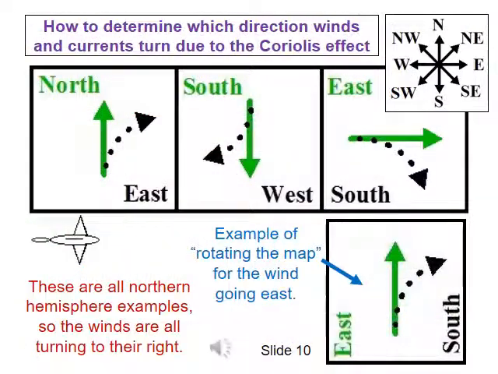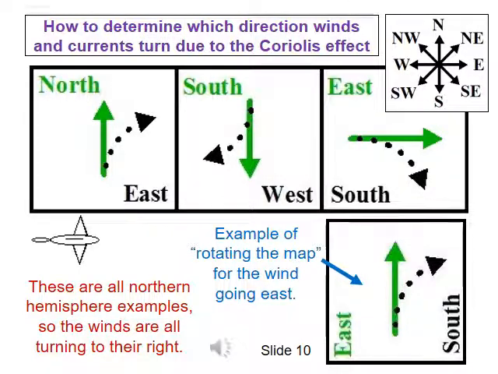Slide 10. The bird's eye view maps on the slide show the directions that the winds bend under the influence of the Coriolis effect in the northern hemisphere. You will be asked to determine the direction that winds and currents turn due to the Coriolis effect on quizzes and other assignments in this class. In other words, you will be given arrows like the green ones and be asked to draw the black ones.